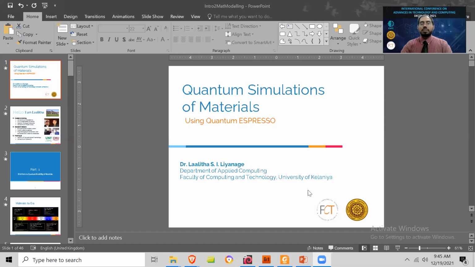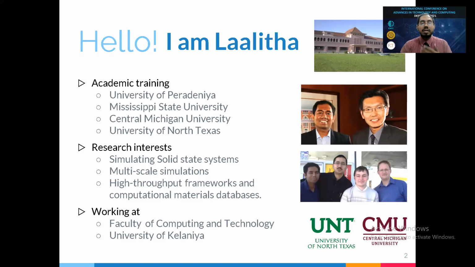All right, so quantum simulations of materials using Quantum ESPRESSO, that's what I'm going to talk about today. Now, I started at Peradeniya, moved on to Mississippi State, and then to Central Michigan and North Texas. From Peradeniya onwards, I was doing computational physics, and I ended up doing high throughput frameworks and computational materials databases. This is my supervisor and the PhD group that I worked in at Mississippi State.